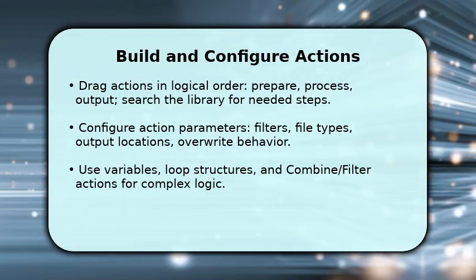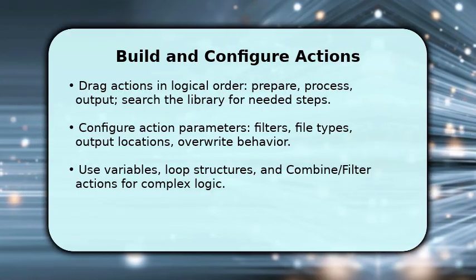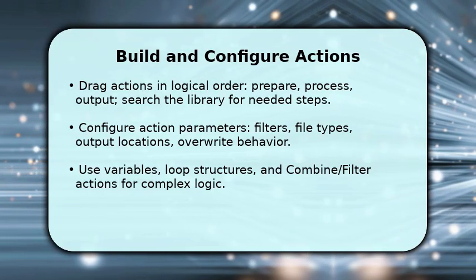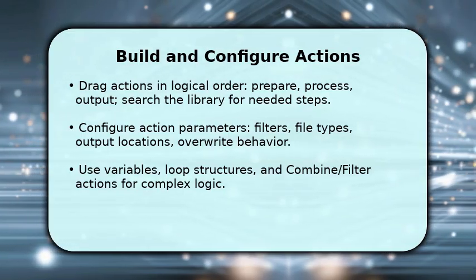Once done, insert variables or loop constructs to handle multiple items and use Filter Finder Items or Combine PDF Pages where necessary. Make sure to test each action independently. That way you catch configuration errors before chaining.